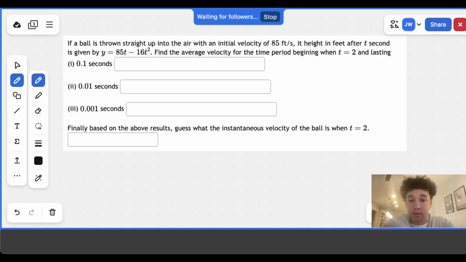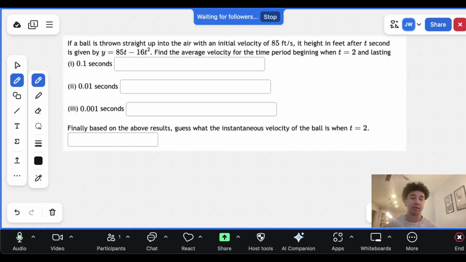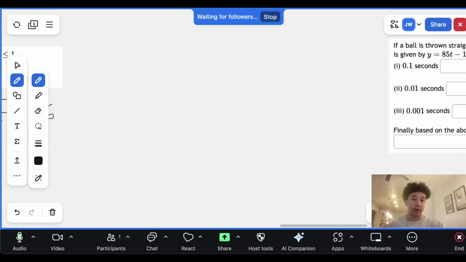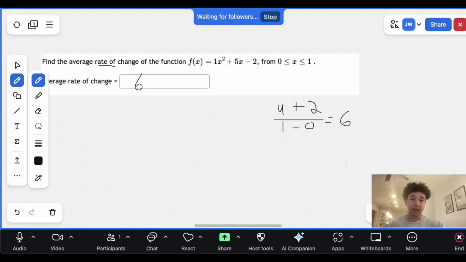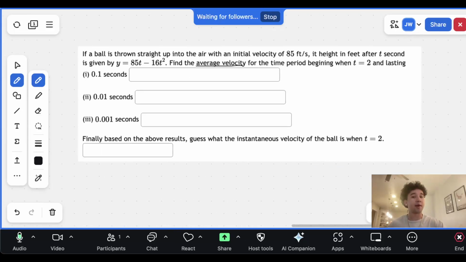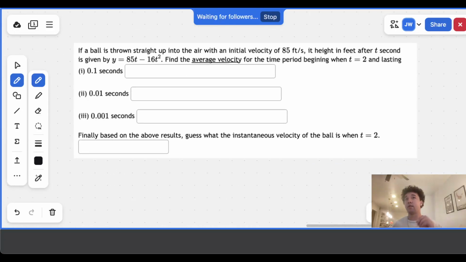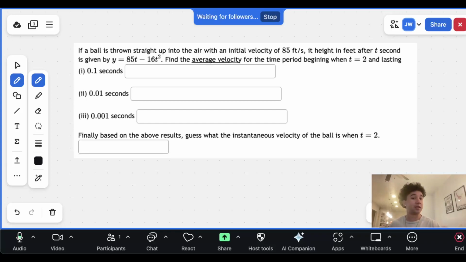Finally, based on the above results, guess what the instantaneous velocity of the ball is when t equals 2. Right here is when we're getting to that tangent part. But let's not get ahead of ourselves. So, first thing I'm noticing here, average velocity. If we go over here, average rate of change, right? That's what we're dealing with. So it's the same type of idea here. Anytime it's like the average distance over time or something like that, that is screaming slope at us. So we need to find the slope of a secant line based on this graph.